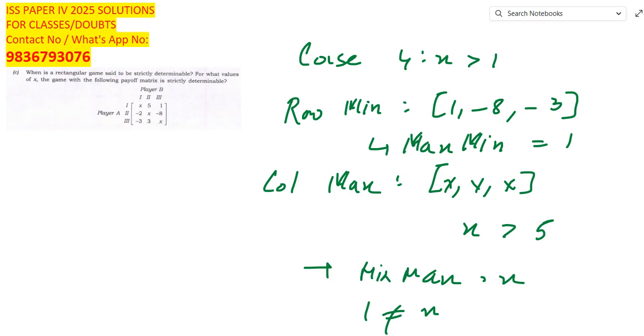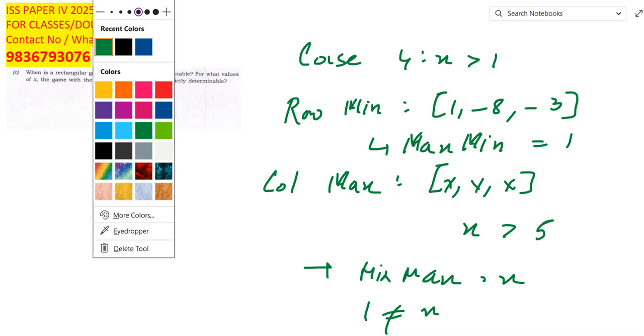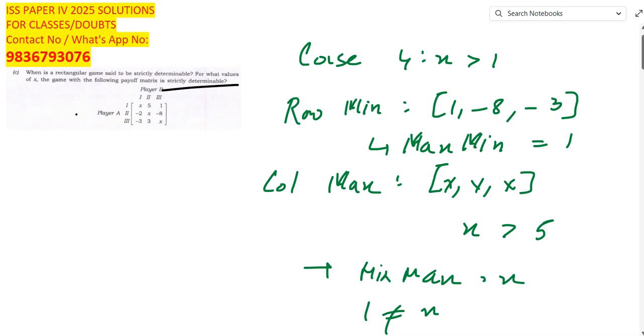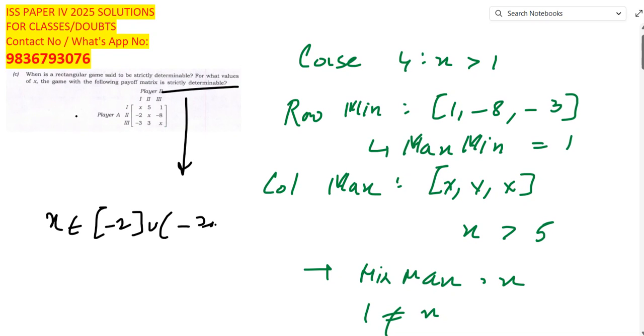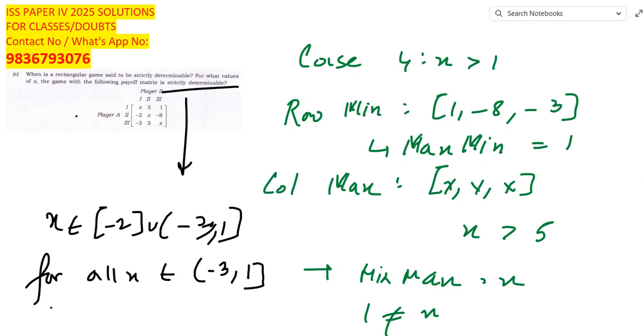So what will be my final solution then? My final solution, which was my question, the game is strictly determinable when x is minus 3 union this, which we have already found out. Correct. So the game is strictly determinable for all x from minus 3 to 1, including x equal to minus 3.